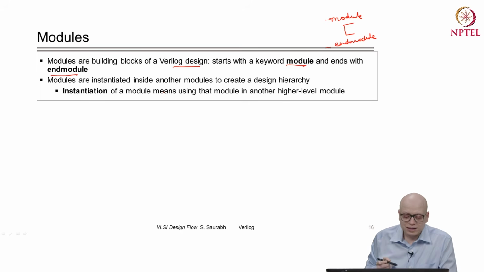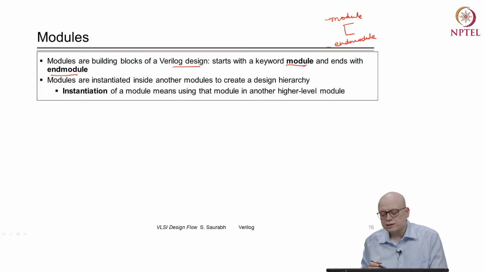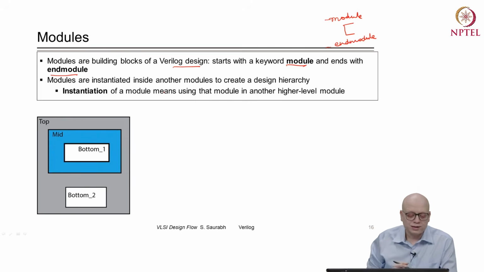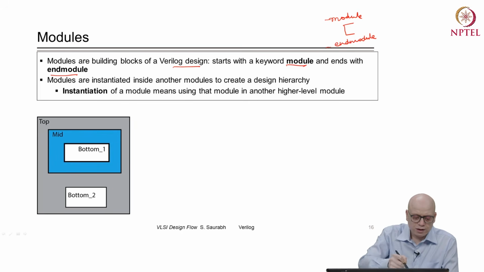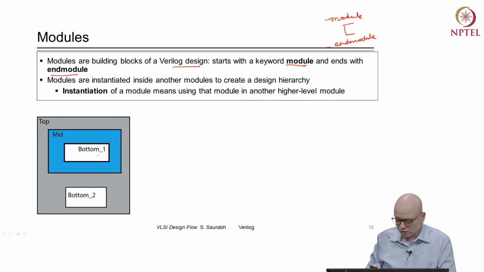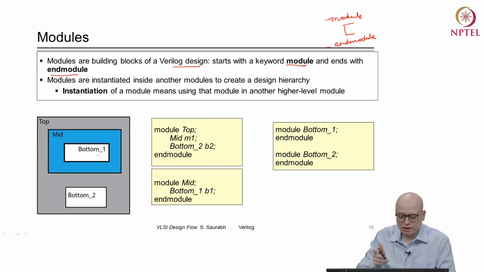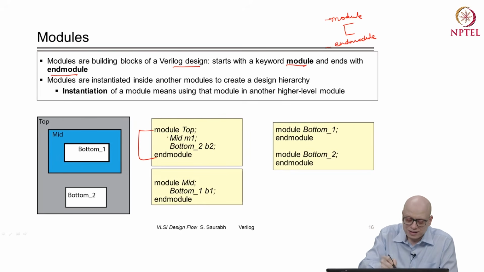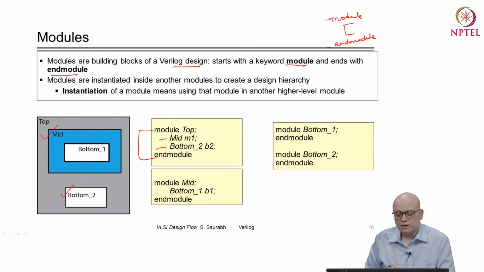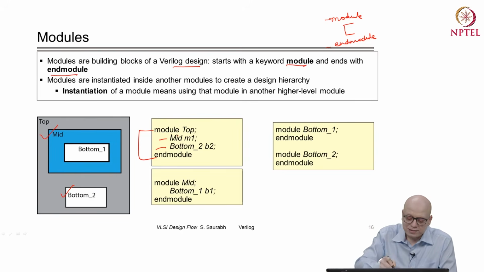So, instantiation of a module means using that module in another higher level module. Let us take an example. For example, if we want to create a design hierarchy like this, there is a top, then inside this we have a mid, and then also we have bottom, and inside this mid we have another bottom. So, we can create this by writing modules. We can write module top, and inside this module we have two instances, mid and bottom 2. So, these two are the instances within the module top. Mid is the name of the module which is being instantiated.